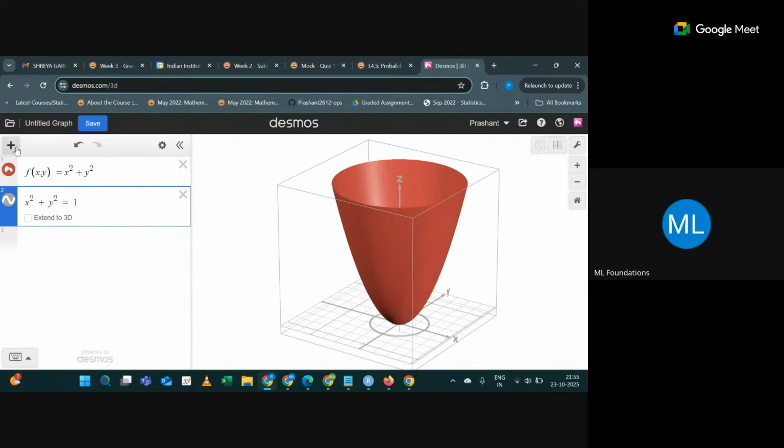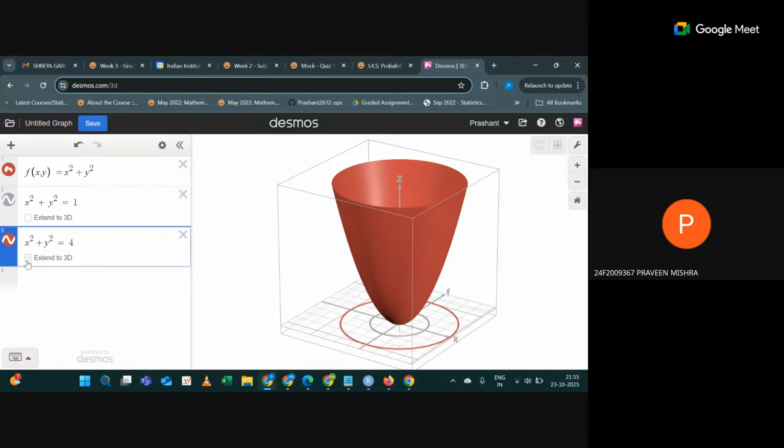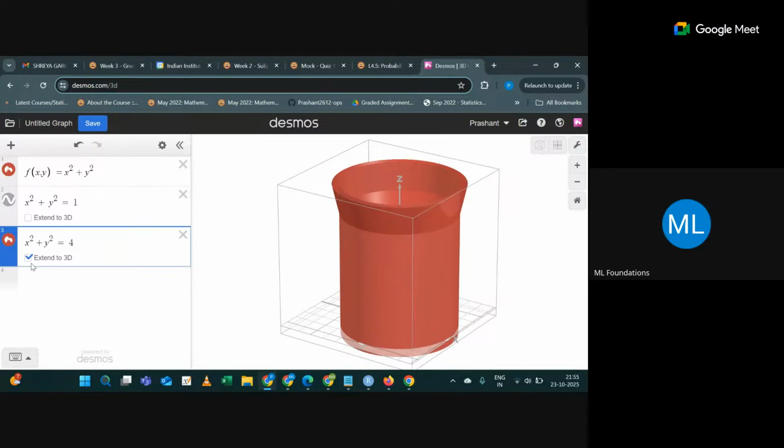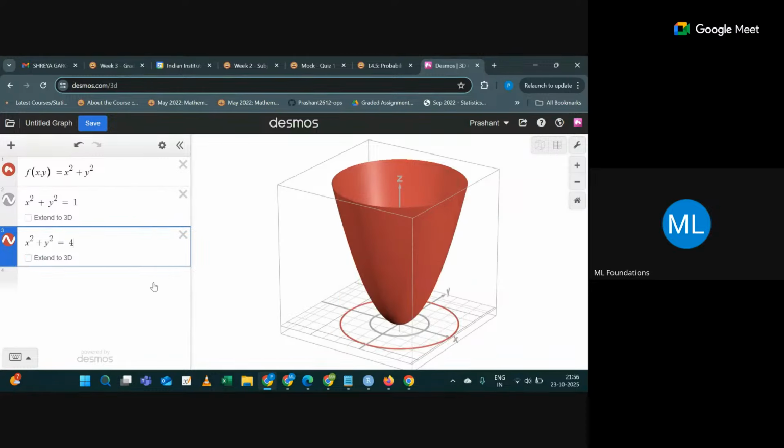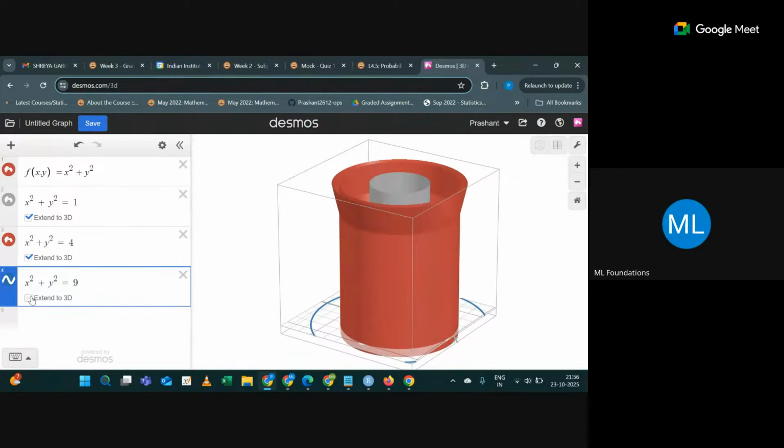Yeah, a cylinder curve. Now, let me use something else, so let's say x square plus y square equal to 4. You can see now the red circle. If you extend to 3D, it's already mixed up, but are you able to see it? So these are the contour plots actually. If I use x square plus y square equal to, let's say, 9, now you can see this green curve, the green circle. So this gray one, then maroon, and then green.